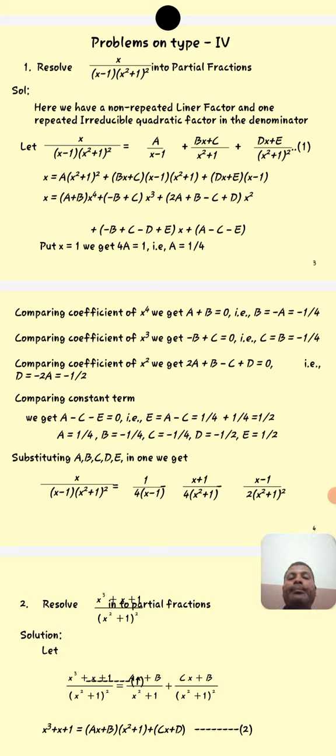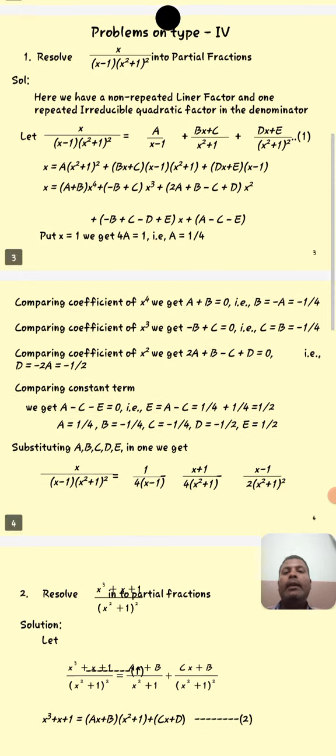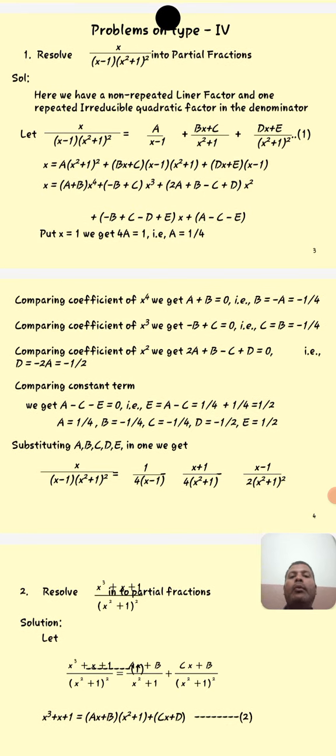After simplification, now we choose the substitution method. Put x equal to 1. We get 4a equal to 1, that is a equal to 1 by 4. Now put x equal to 1 in the equation. Whenever x is possible, we substitute 1. We get a equal to 1 by 4.